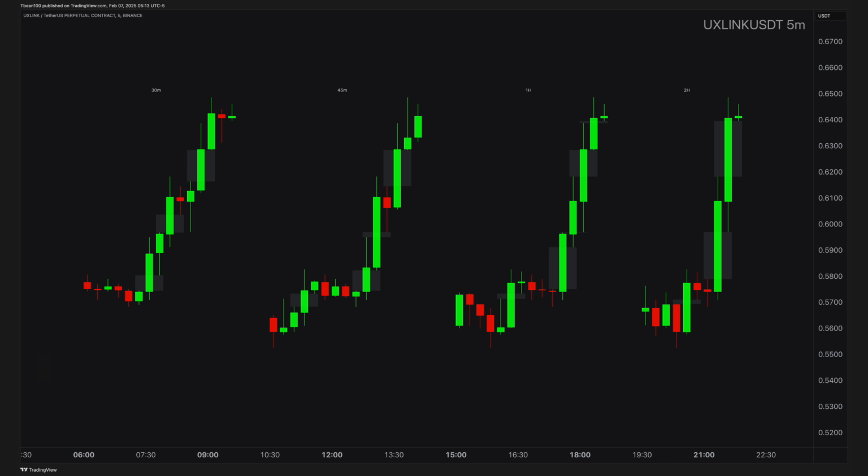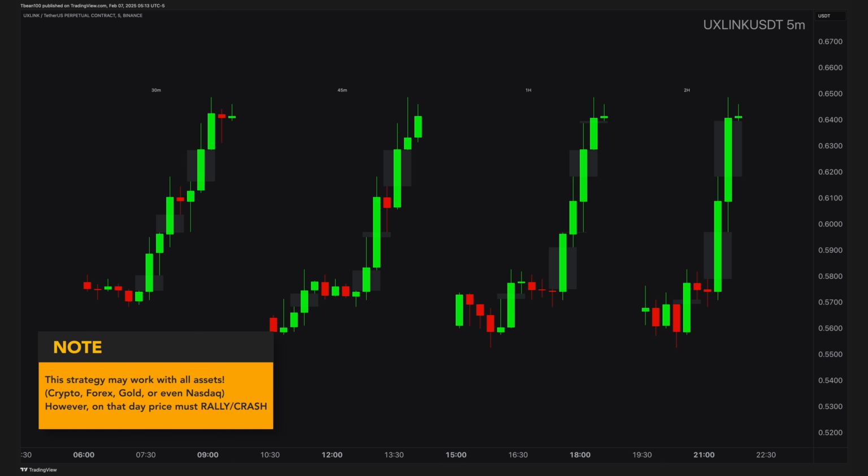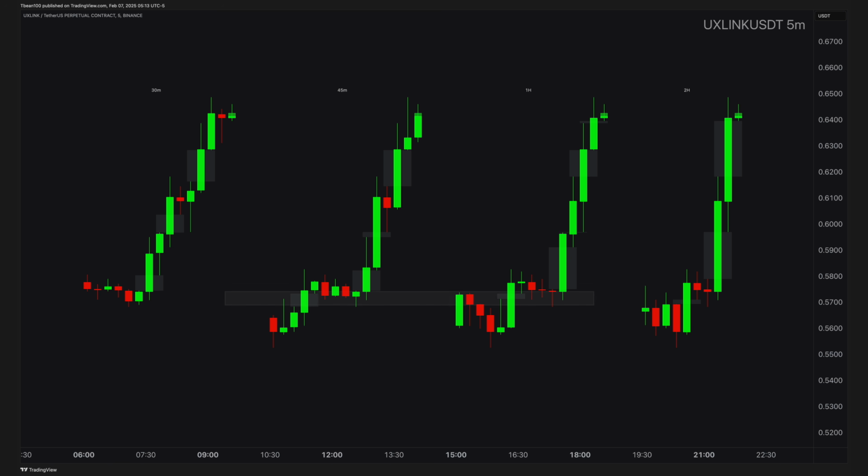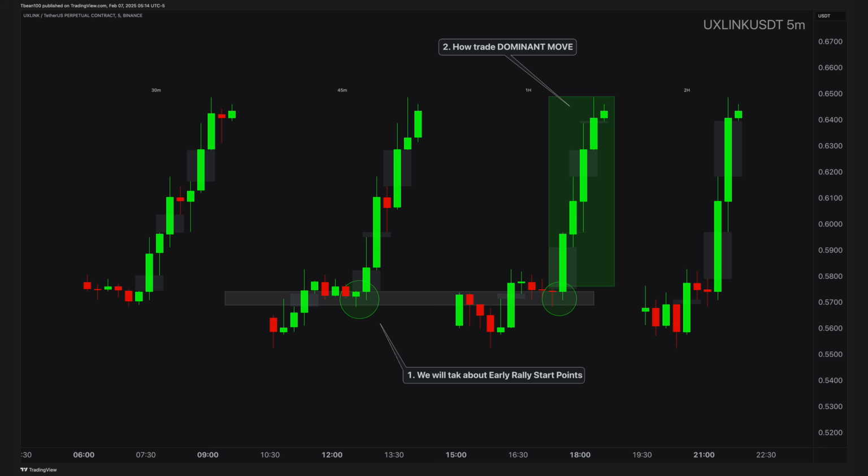Let's talk about how to figure out early rally stages and how to trade the dominant ongoing movement in the markets. Do not just think about momentum coins. This can be any chart that you are looking for: crypto, forex, gold, or even Nasdaq sometimes. You can notice right here, price slowly pulls back into this inner imbalance with 30 minutes, 45 minutes, and the 1 hour charts. So I divided this video into 2 parts: detecting and trading the early rally points, and then we will talk about how to trade the dominant movement on the go.